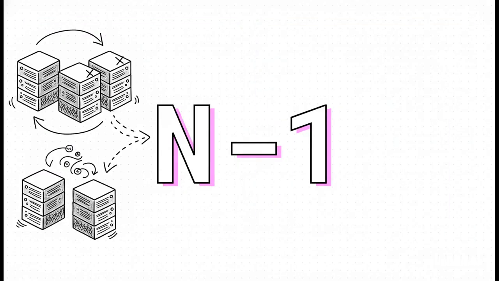So how many servers can you actually afford to lose? Well, the math is super simple. It's just your replication factor minus 1. So if you have 2 copies of your data, a replication factor of 2, you can lose 1 broker. 3 copies, you can lose 2. It's that easy.